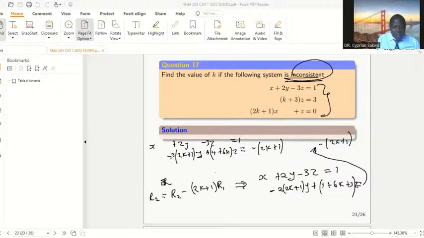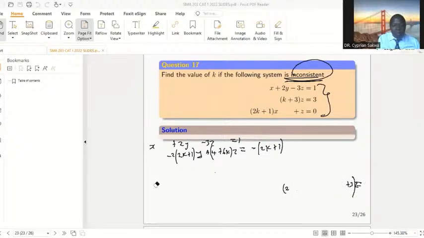I want to make this one 1, which means I must divide the entire equation by the coefficient of y, the coefficient of this y. And the coefficient of y, you can see, is negative 2 into k plus 1. So what do we have now? The first equation remains the same. By this coefficient, I will have 1.